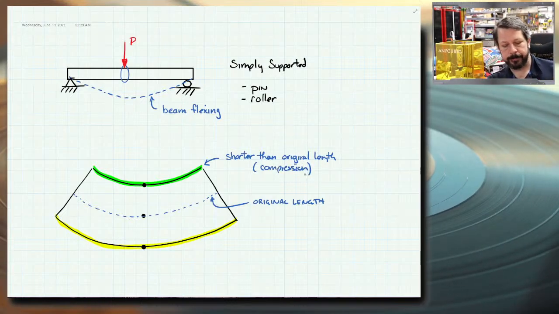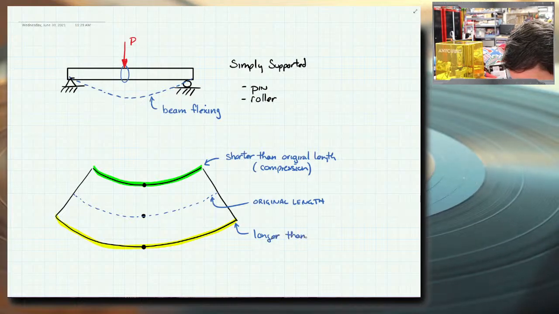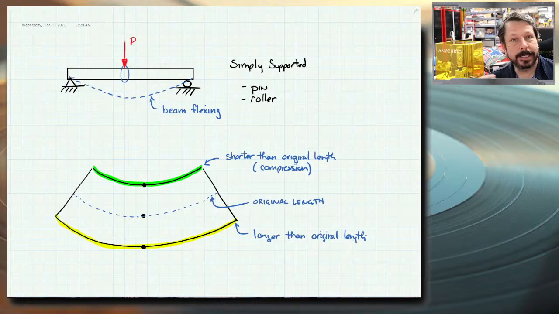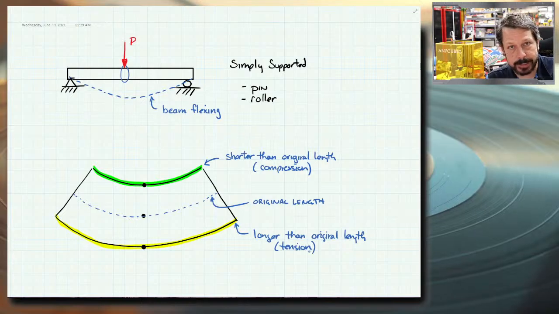So there's compression on this top surface of the beam. And if we look at the bottom surface of the beam, the yellow line is longer than the original length. And same rationale, it has a positive strain, therefore it has a positive stress, and we talk about positive stresses as tension. So there, on this yellow line, the bottom of the beam, there are tensile stresses.